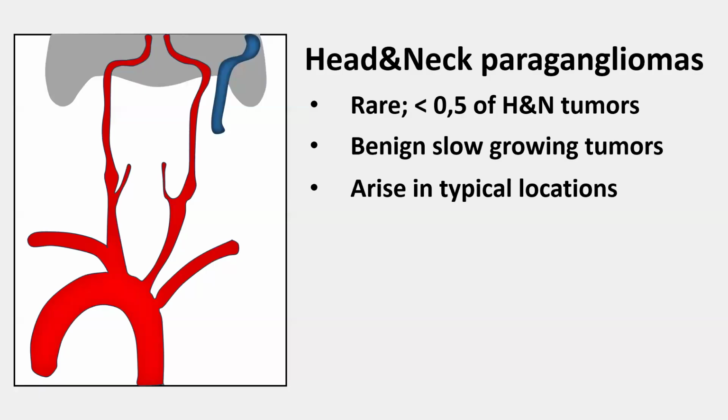What are typical locations for paragangliomas? Because I said that paragangliomas tend to have very specific locations. Well, the most frequent location would be above the carotid bifurcation between the internal and the external carotid artery. Paragangliomas in this location are sometimes called carotid body tumors, and they constitute about 60 to 67% of paragangliomas in the head and neck region.